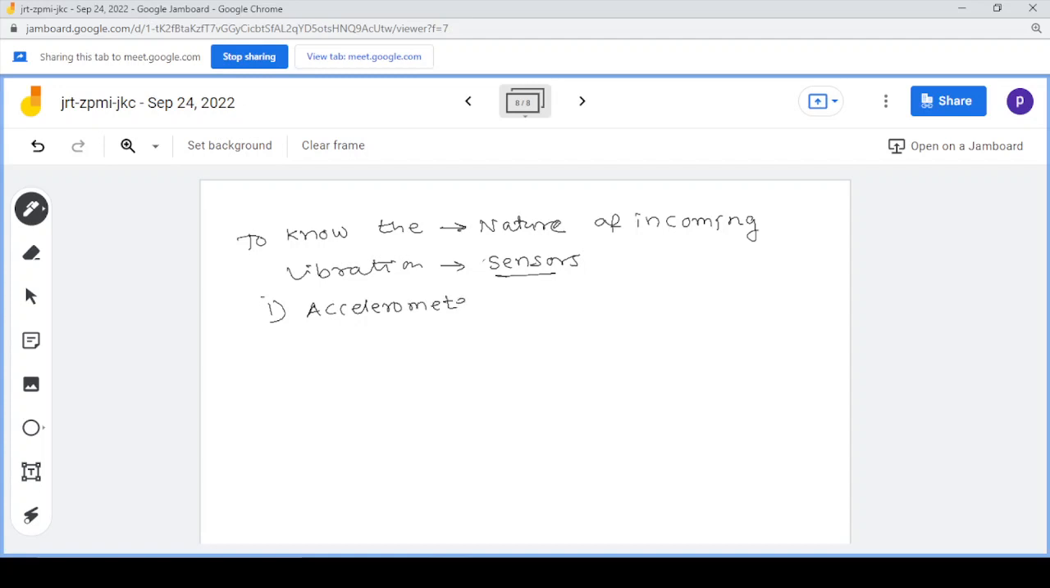right? So what is the accelerometer going to give us? It is going to give us the values of the acceleration, right? Then we can use the velometer for the measurement of velocity, and to get the position of the system, we can use the piezoelectric systems.